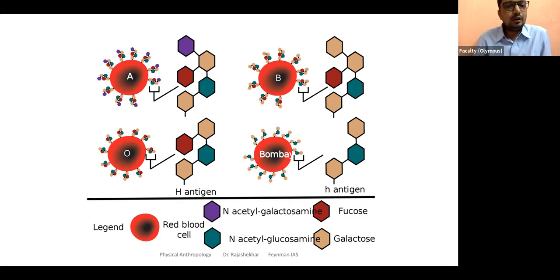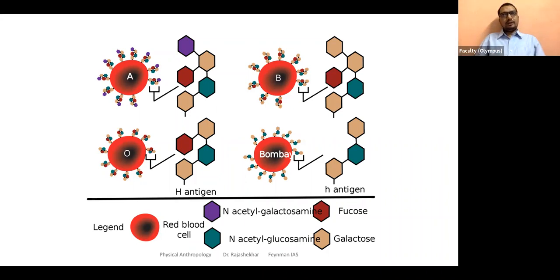Such a blood group is called Bombay blood group because it was originally found in Bombay, especially in Parsis of Bombay. These people's bodies recognize even O as a foreign part.